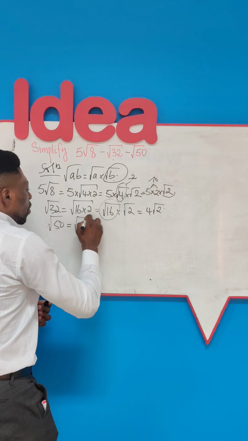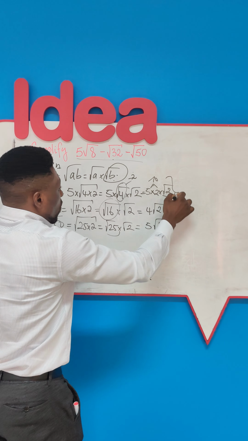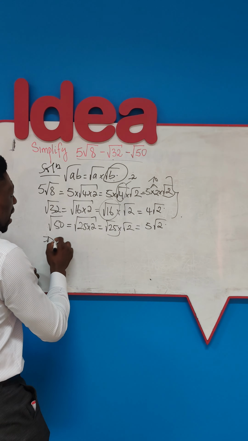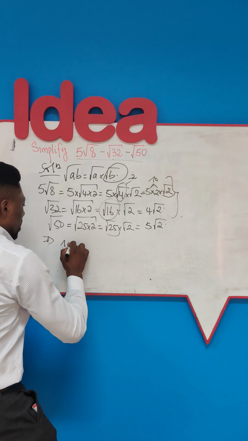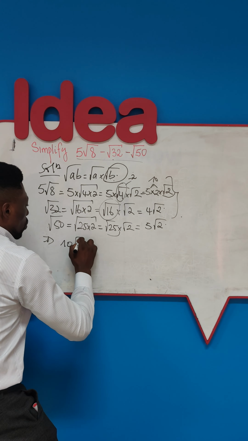At the end of it, we will replace each of these by its simplified form here. Therefore, we have, what is this? This gave us 10 root 2 minus, what is this? This boiled down to 4 root 2. And the last one gave us 5 root 2.